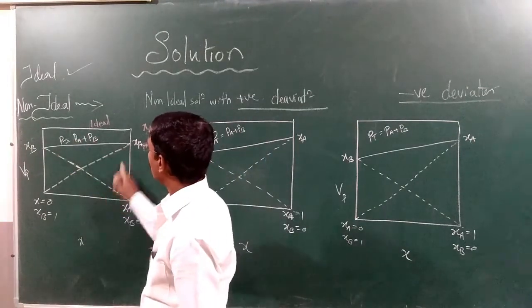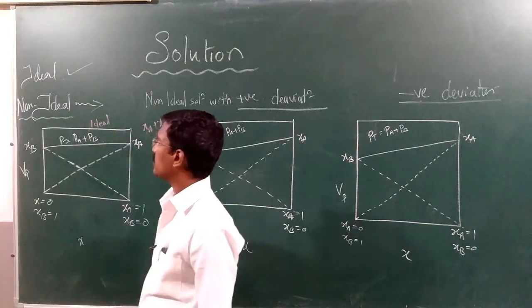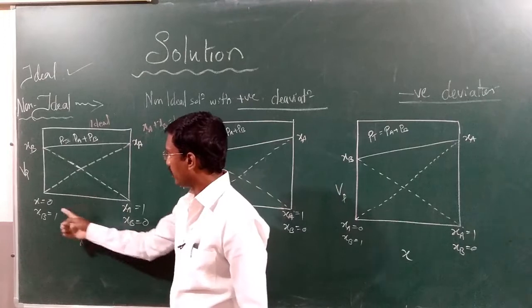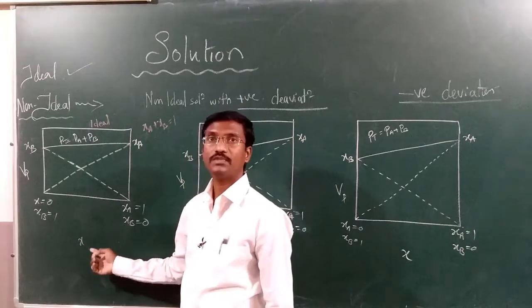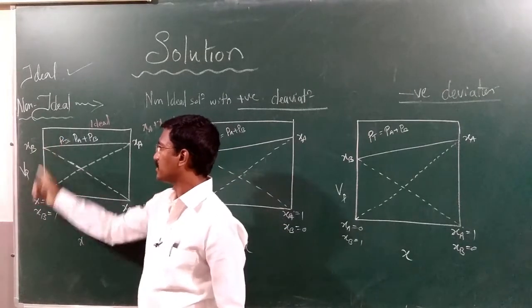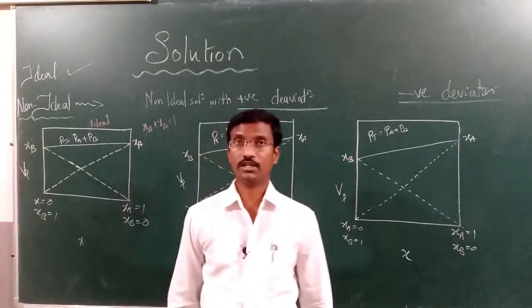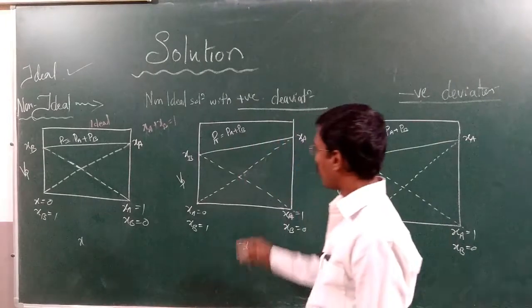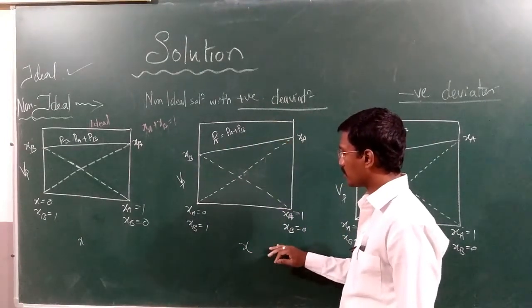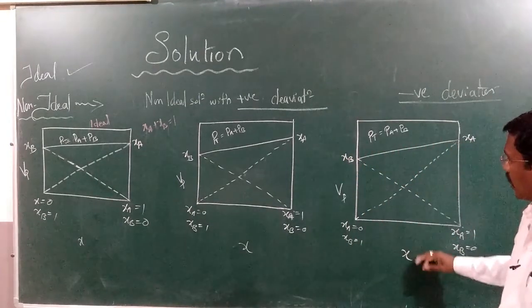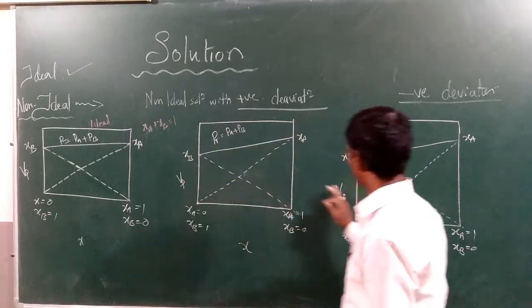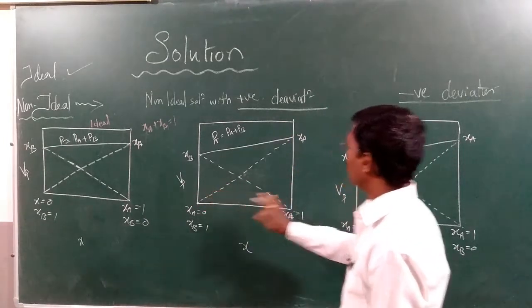This graph represents the ideal solution. In this graph the x-axis shows the mole fraction, whereas the y-axis represents the vapor pressure. Similarly, in the positive deviation graph I have taken the mole fraction along the x-axis and the vapor pressure along the y-axis. There is no change in each of the graphs.